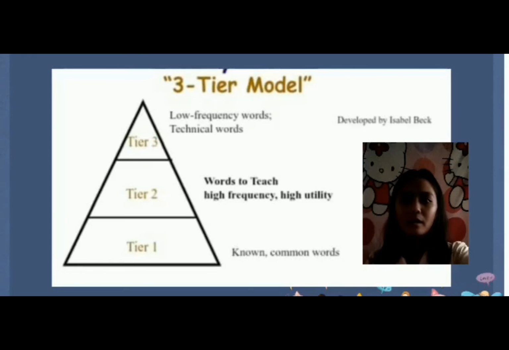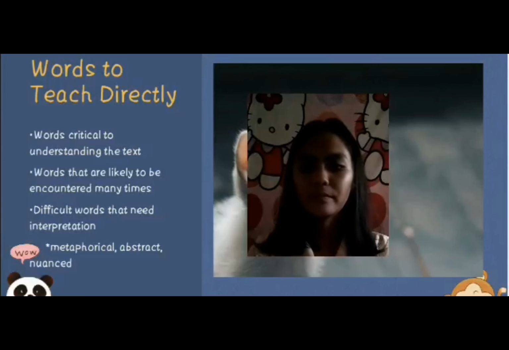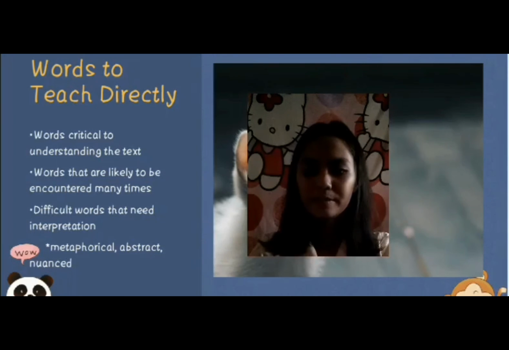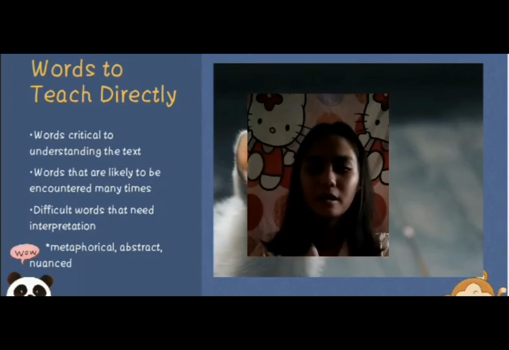Tier 1 words are the words we use every day in our speech. These words are typically learned through conversations. Examples are come, see, happy, and table. Words to teach directly: words critical to understanding the text, words that are likely to be encountered many times, and difficult words that need interpretation, such as metaphorical words and abstract nouns.